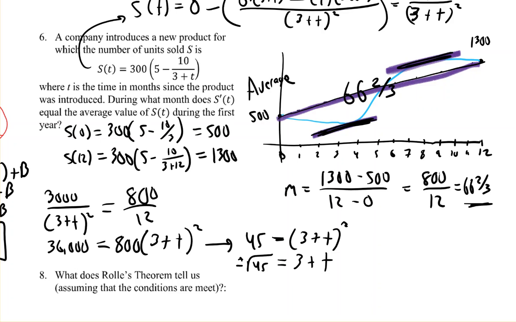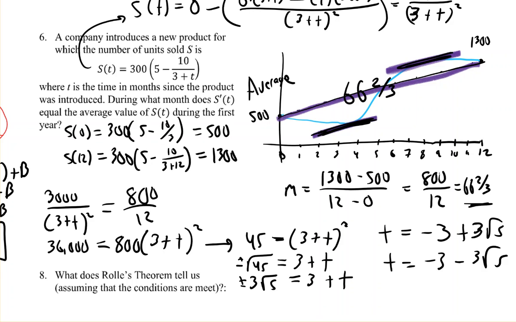Don't forget, when you take the square root of both sides, to do plus or minus. Square root of 45 is the same thing as the square root of 9 times the square root of 5. So this is plus or minus 3 square root of 5. And if I'm solving for t, I need to subtract the 3 over. So maybe negative 3 plus 3 square root of 5, and negative 3 minus 3 square root of 5. Of course, unless, oh, well, this one would be negative, right? A negative minus something's going to be negative. So that's going to be less than 0.